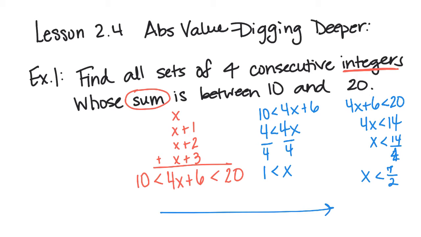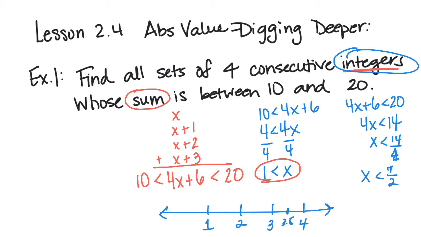Now if I look at this, 1, 2, 3, 7 halves is here at 3.5. But the key word is integers. If I had to graph integers, sorry, that's the bell, x does not equal 1. It can equal 2. It can equal 3. Well, 3.5 isn't even an integer. Remember, integers are positive and negative whole numbers. So the only answers that I have are 2 and 3.